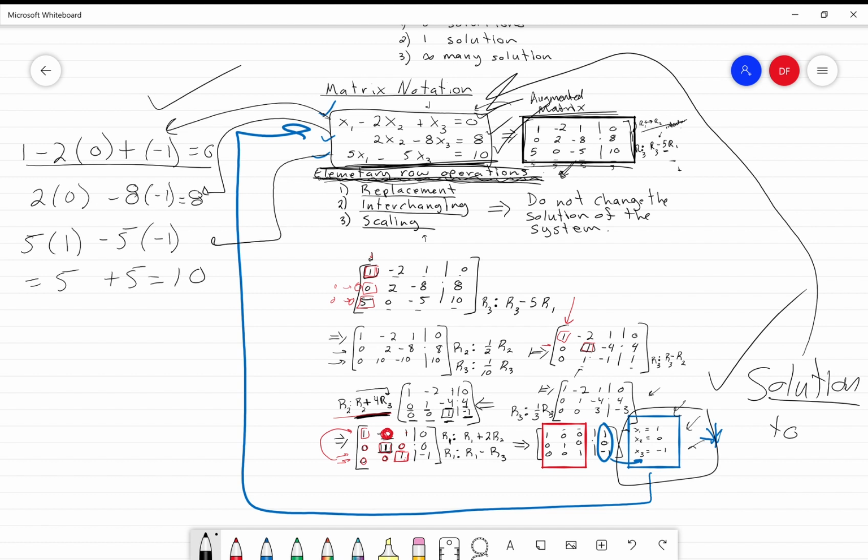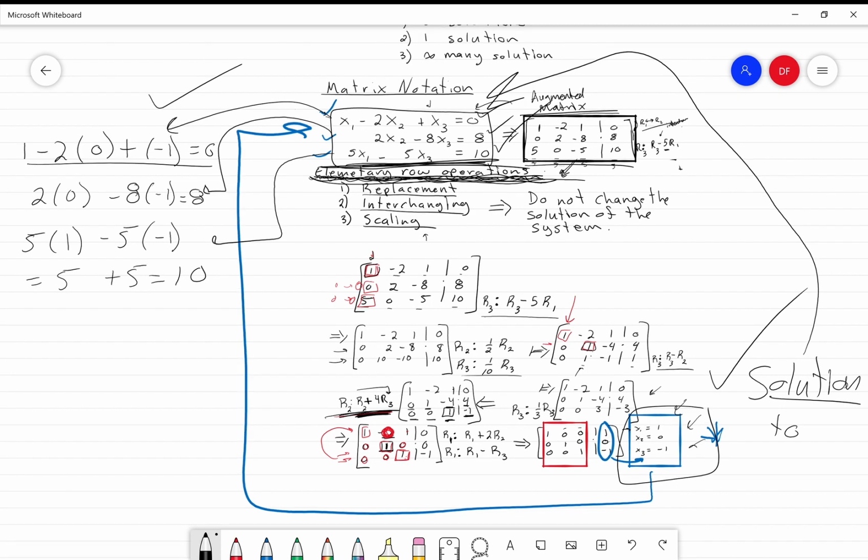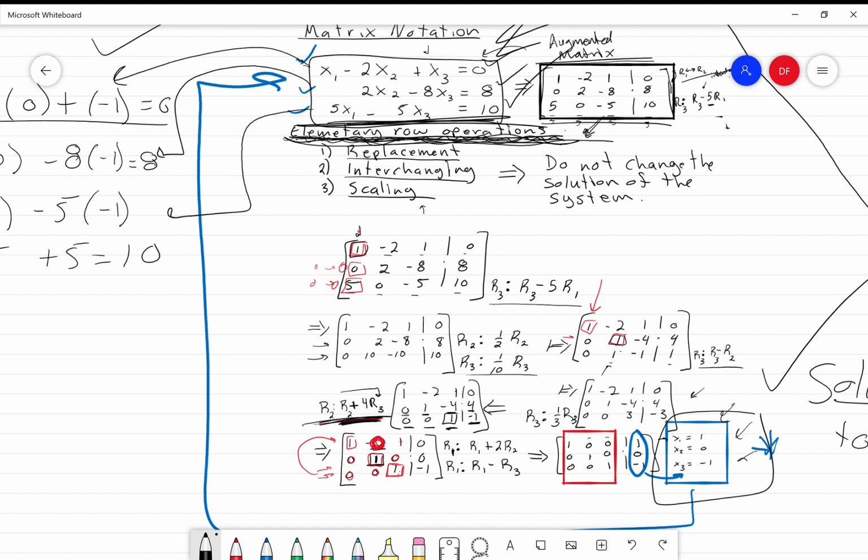Okay, and how did we find it? We used elementary row operations. Now if you didn't understand why we used this first, and then we did this, and then we did this, and then we did this, with more practice, you will see why we did that. But the idea was, and in the next video especially, I'm going to tell you the rules that will tell you exactly which one to do first, which one to do second, which one to do third.